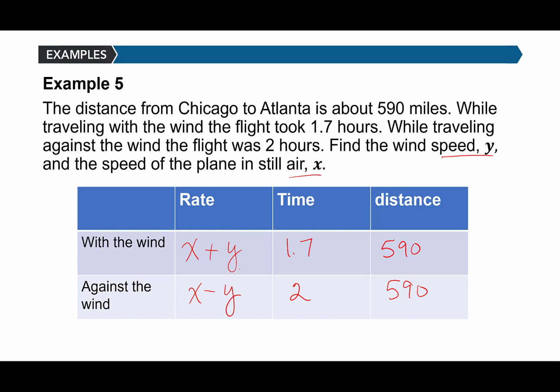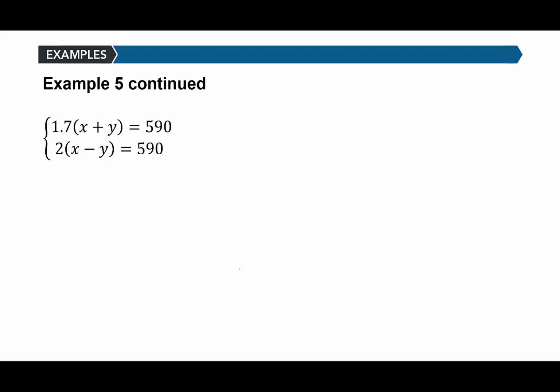So we have these two rows, and we know the relationship rate times time equals distance. So we can multiply across to get our two equations in the system. And they will be 1.7 times (x plus y) equals 590, and 2 times (x minus y) equals 590. The first thing we need to do to solve the system is simplify each equation by applying the distributive property.